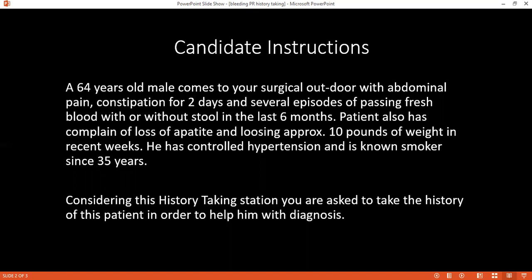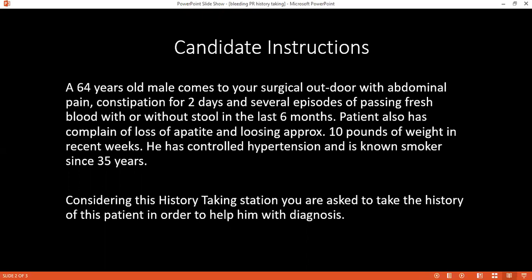I am Dr. Khawar Rahman. I am a surgical specialist. I want to take your history. Please tell me, what is your name? Hello, I'm Tom. I'm 64 years old. I will check your date of birth. I have checked it. Then please tell me, what is your problem?